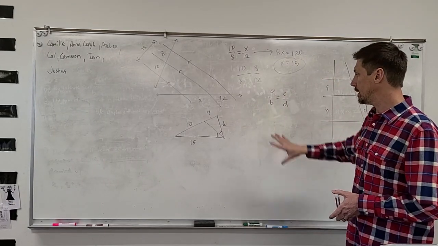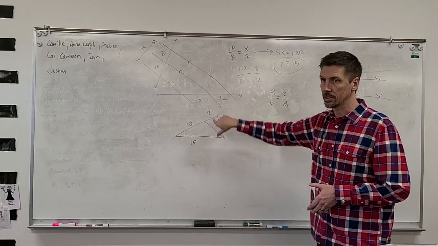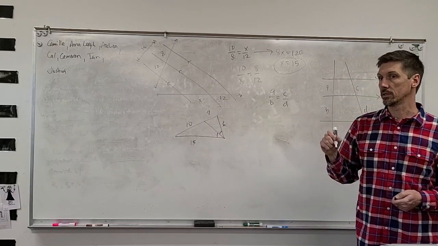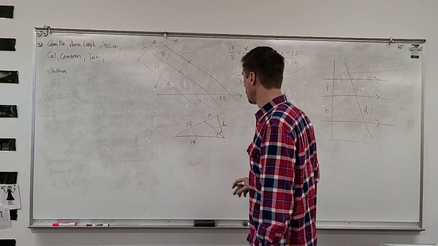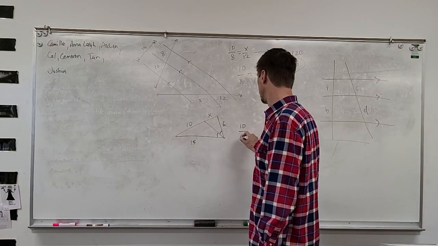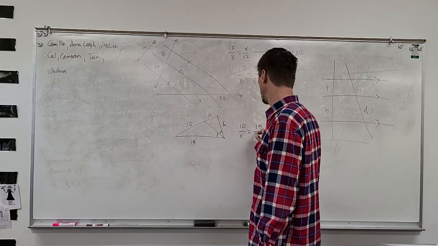So who can give me the equation that would relate all these numbers to one another? Cameron. 10 over... I'll put an x right here. Okay. 10 over x equals 15 over 6. Exactly.